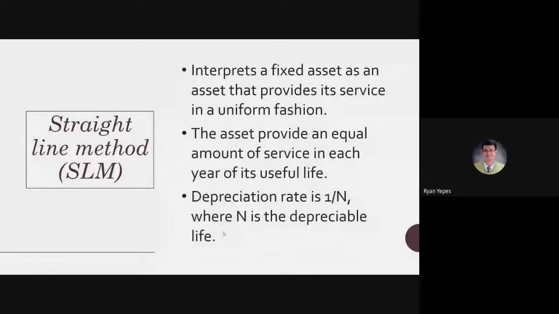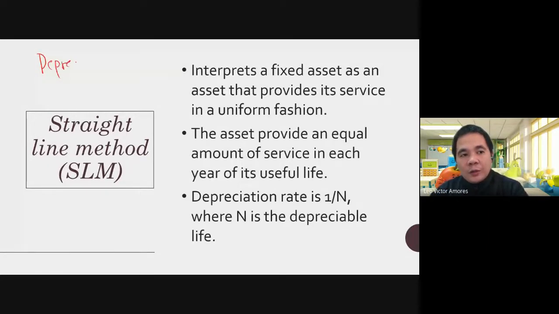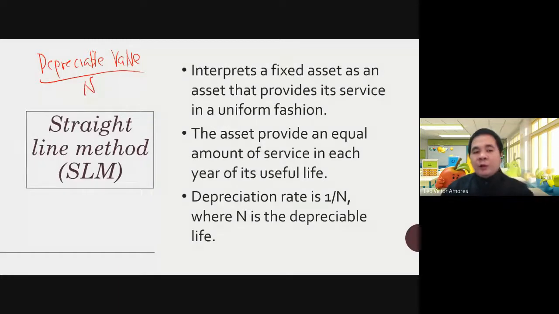Yes, sir. So for straight line method, the very main assumption is that you have the same depreciation value all throughout each year. Okay? That is wherein you have your depreciable value divided by the service life or the end. So mao na inyong pangitaon when it comes to the straight line method.